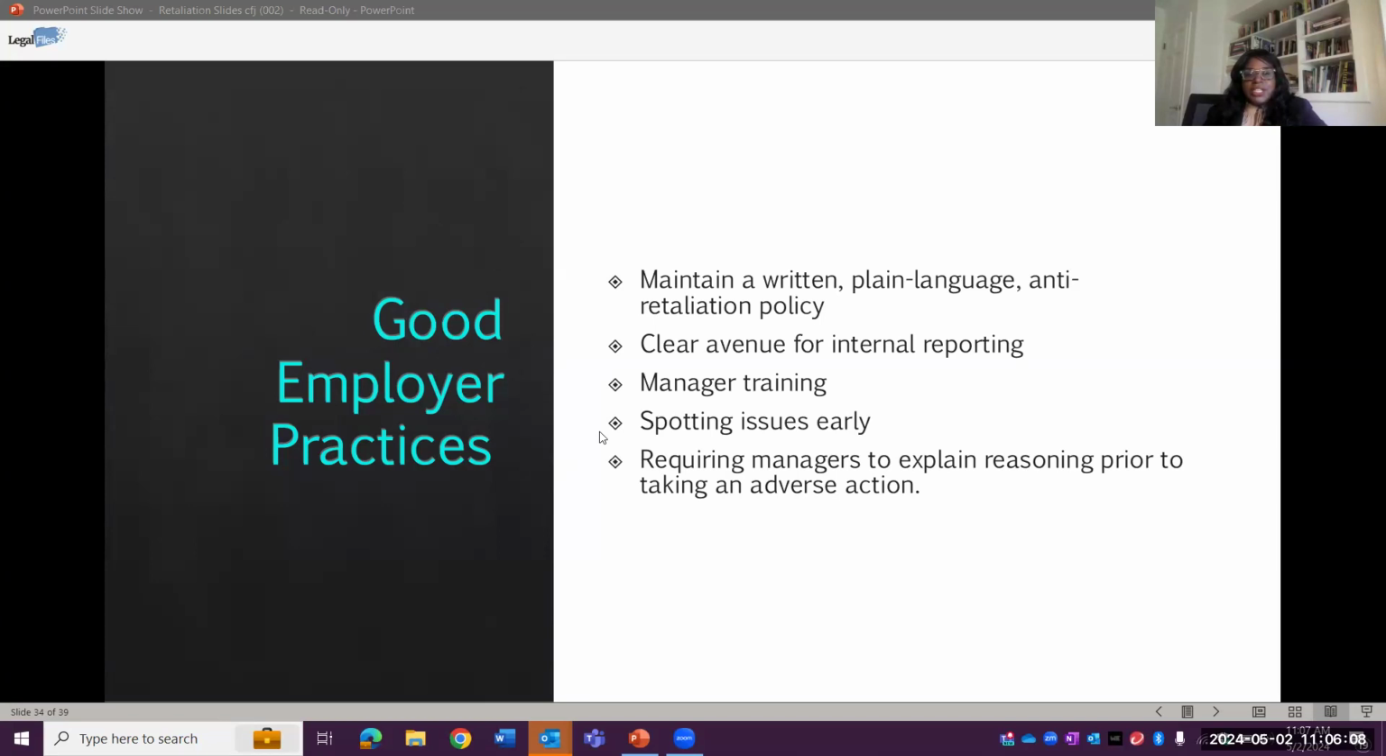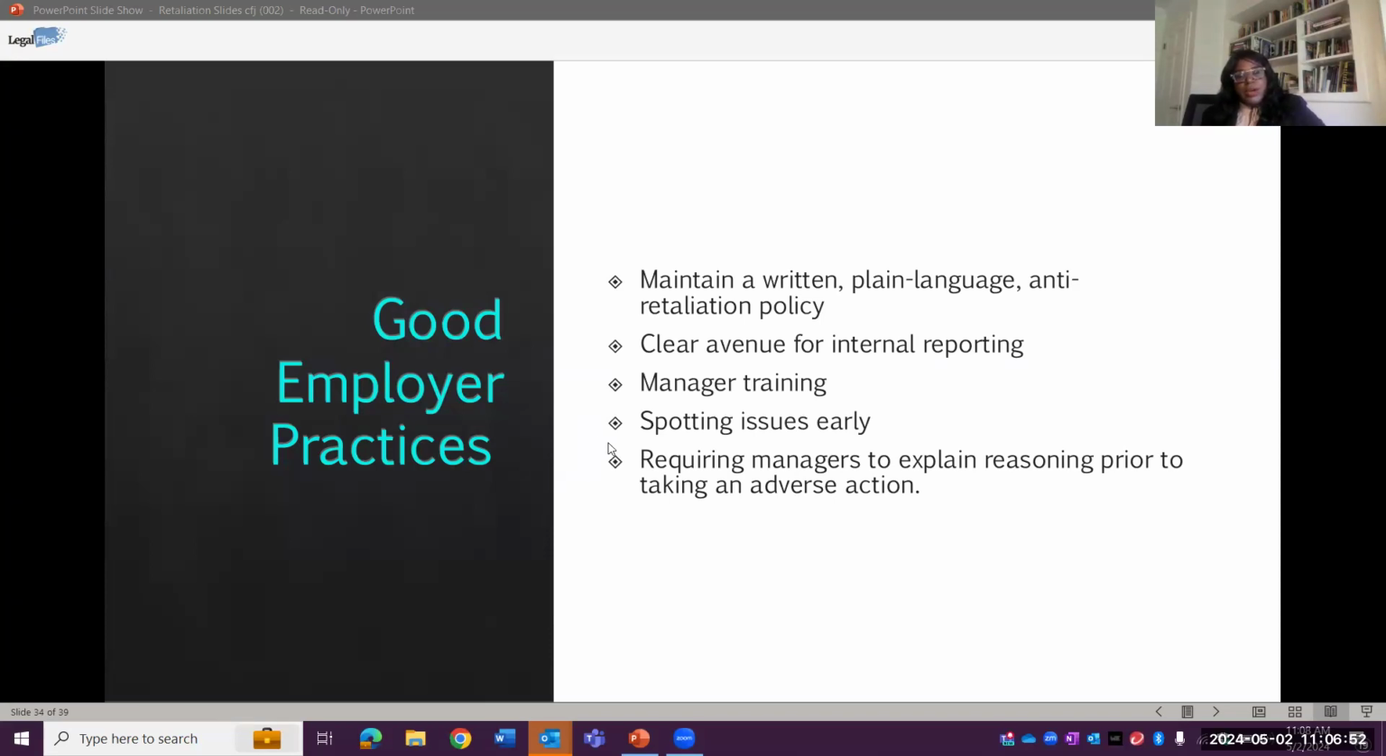Another good practice is to have manager training. Managers need to know when retaliation is happening and how it happens. And another thought is that spotting issues early can really help. So in considering spotting issues, one thing about retaliation is it's typically stemming from a situation where an individual has already filed a discrimination claim. So therefore, if you're trying to look out for retaliation, that should be an easy marker to say, this is an issue. Maybe we need to analyze this, and maybe we need to talk to the right people to make sure there's no retaliation that's going on.